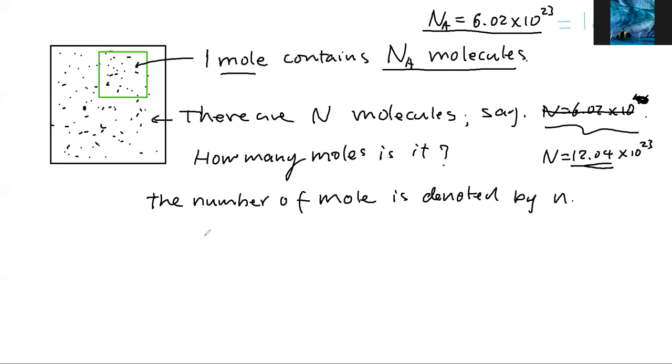So can we build an equation? The total number N must be equal to n times the Avogadro number, do you agree? Yeah. So this is the total number of molecules, right? And this is a unit, which is a large number, right? Therefore, we can say the number of moles n can be written as N divided by the Avogadro number. Do you agree?